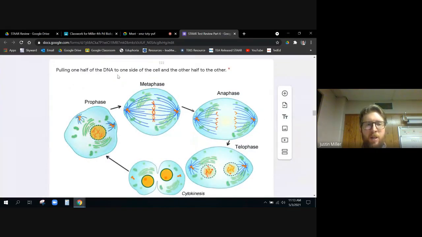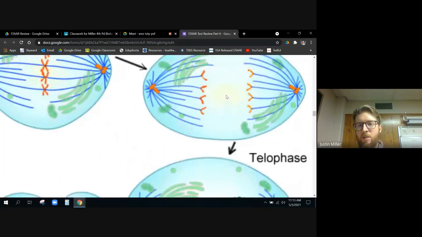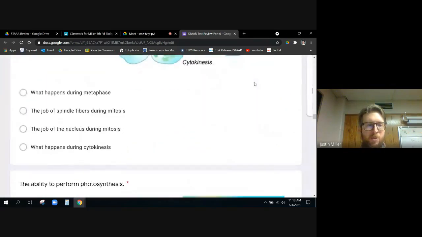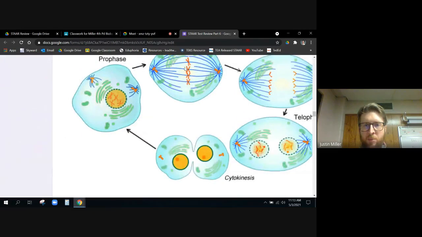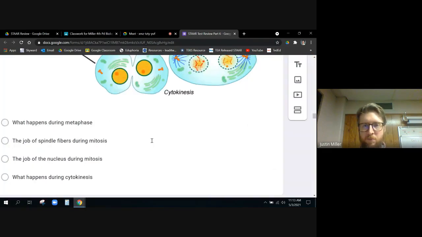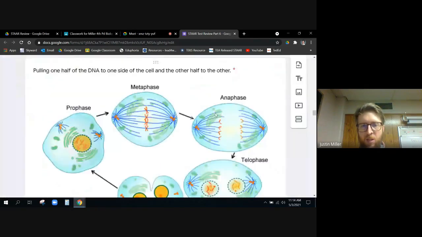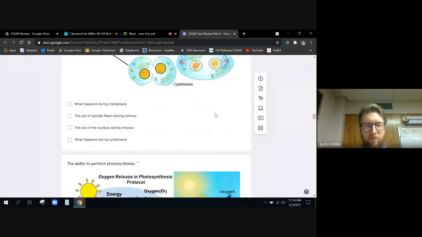So when I say pulling one half of the DNA to one side of the cell and the other half to the other, that's what I mean. That's these spindle fibers doing that. And it happens during anaphase, which is part of mitosis. So what's the answer here? Is it what happens during metaphase? No, because that's when the DNA lines up in the middle. Is it the job of the spindle fibers during mitosis? Yes. Once again, the blue things, spindle fibers. Just remember that spindle fibers rip the DNA in half.